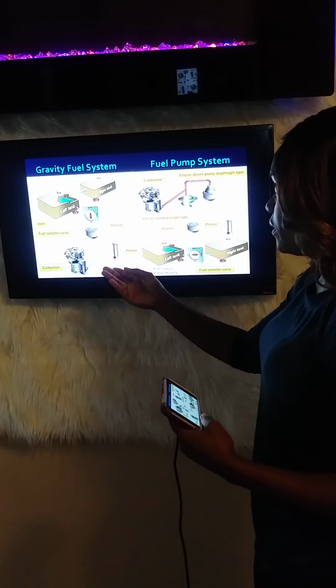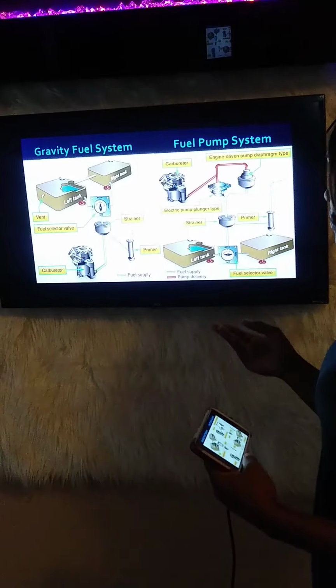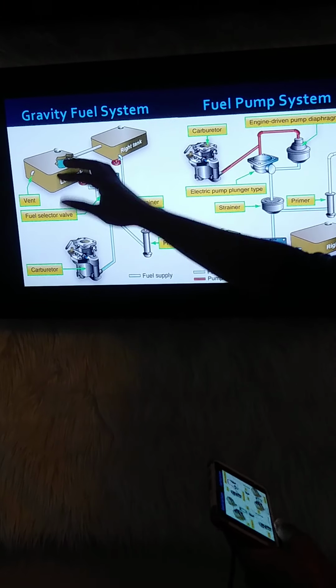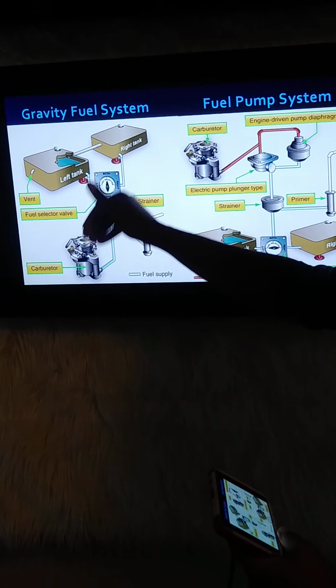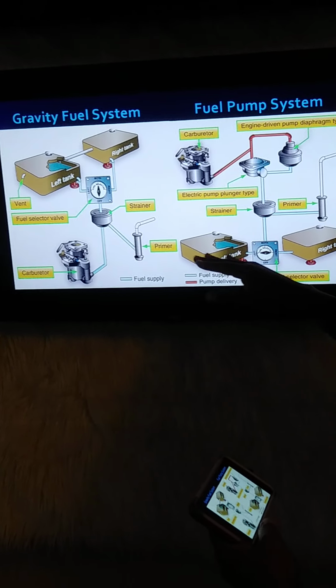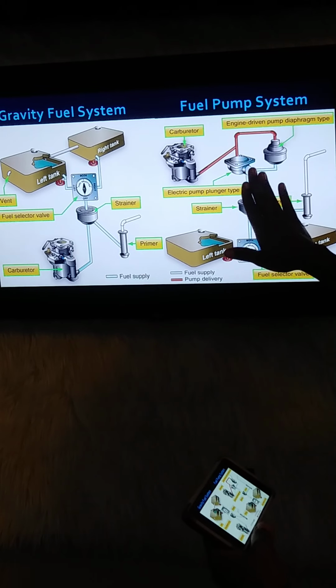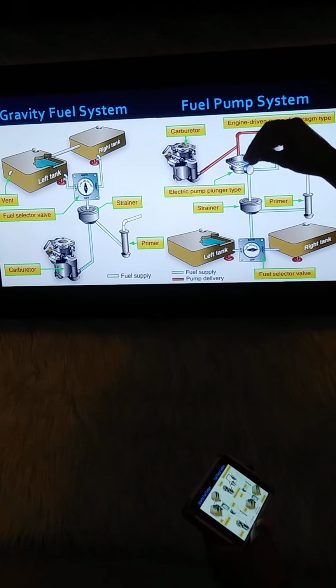And this is a map of the gravity fuel system and fuel pump system. The tanks are at the top in the high-wing plane and basically let gravity work for itself and come down. In the low-wing plane, the fuel tanks are at the bottom, and the fuel is being pulled up by the engine-driven pump.